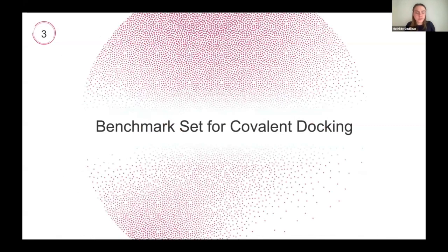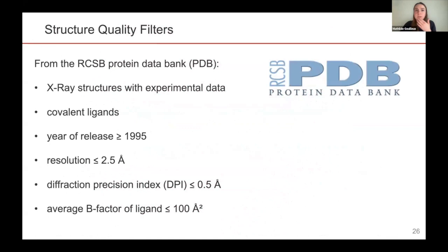So in order to test our covalent docking approach, we created a benchmark set for covalent docking, meaning that we took protein-ligand complexes which had reacted through a covalent chemical reaction. We applied some quality filters on the structures from the Protein Data Bank. We selected X-ray structures with experimental data, quite recent structures, with a good resolution, a diffraction precision index below 0.5 angstroms and a B-factor of the ligand below 100.